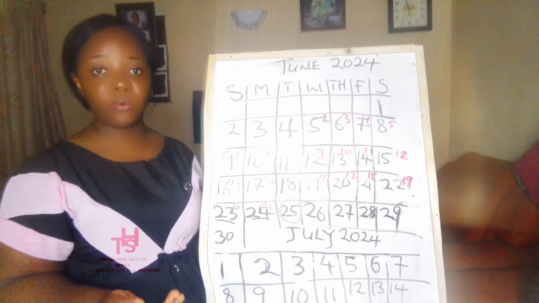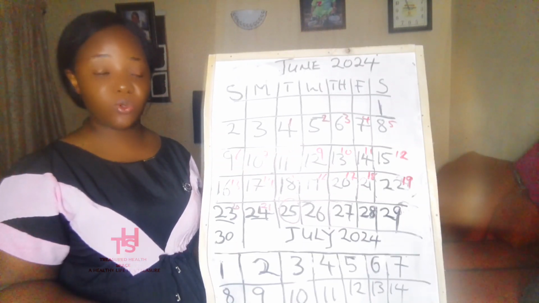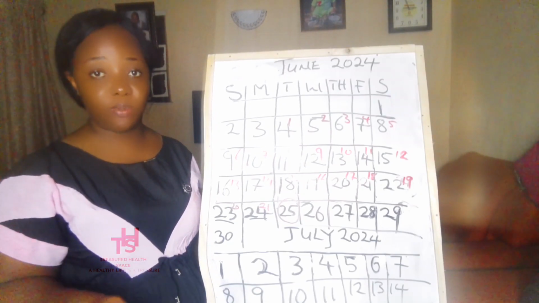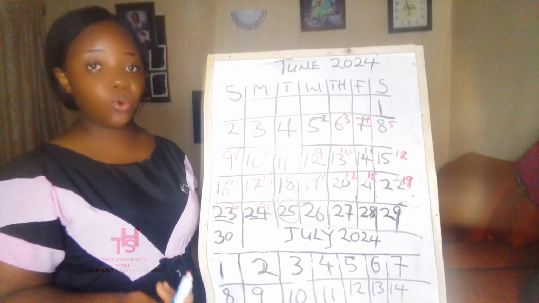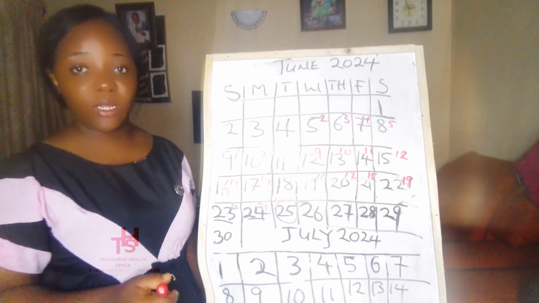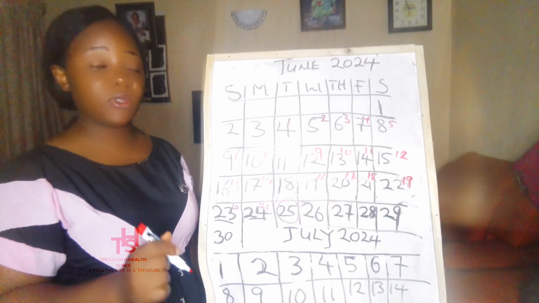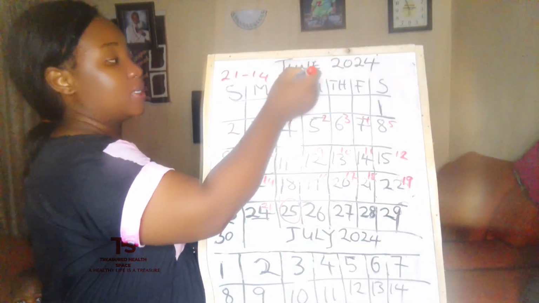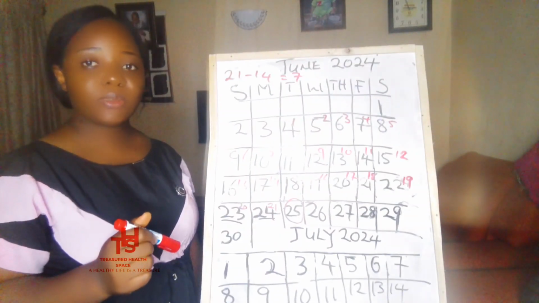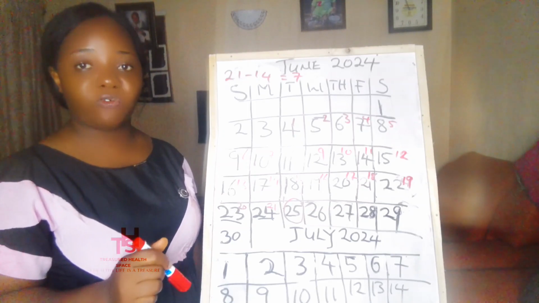So you often see people asking, is it normal that I see my period twice in a month? In this case, yes, because the cycle length is very short. All right, so now that you know the cycle length to be 21, we are going to subtract 14 from the cycle length. 21 minus 14 is 7. Now day 7 is the day she's most likely to ovulate.